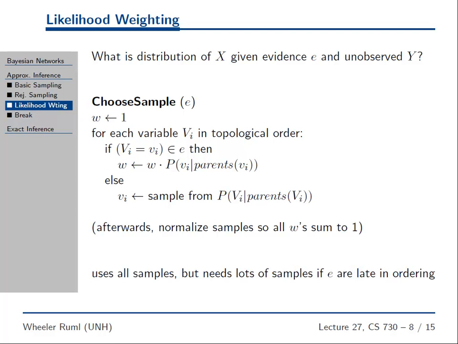Any questions about approximate inference in Bayesnets? We did plain sampling, we did rejection sampling, we did likelihood weighting.